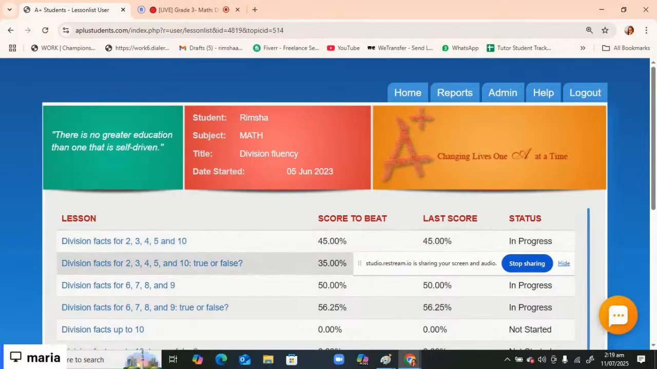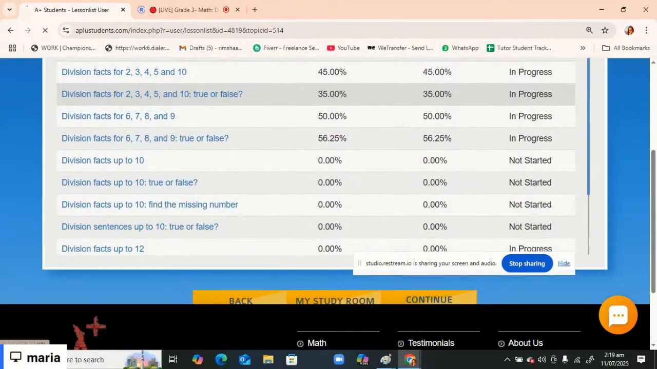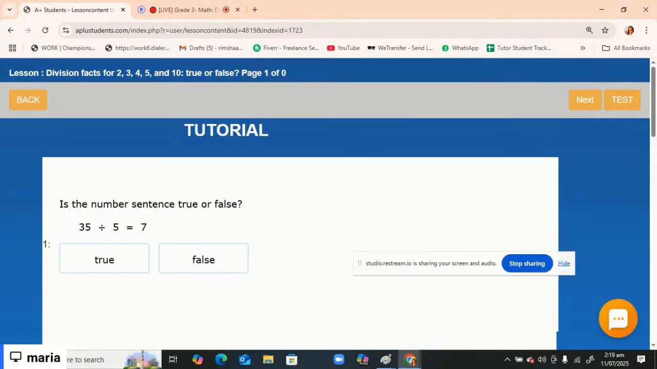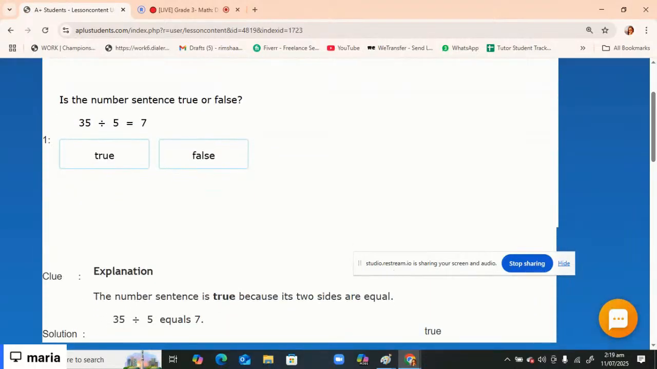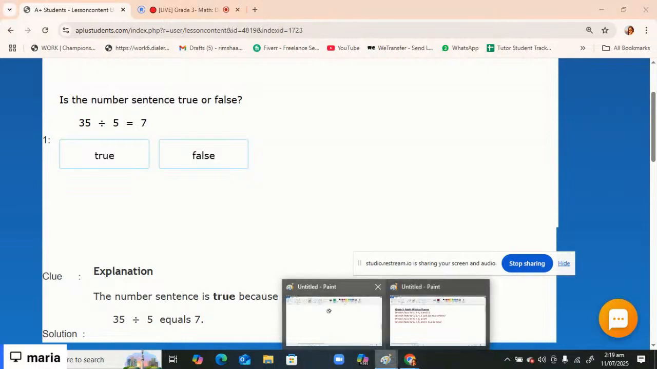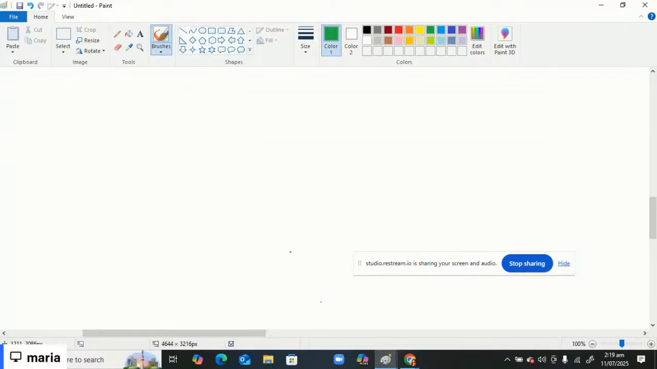So the second one, division facts for 2, 3, 4, 5, and 10, true or false. Okay, let's start this one. Now here we're going to check. We just divide both the numbers and then we see in the end if the answer is true or false. Okay, let's start it. For example, this is the same just like we have done previously.